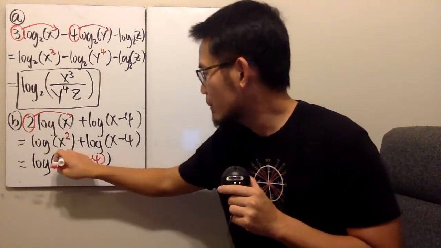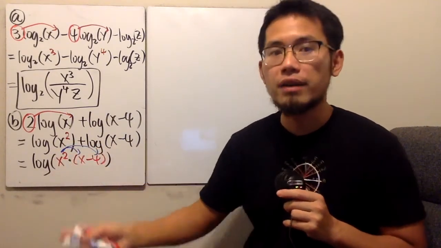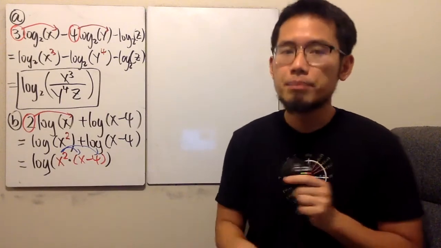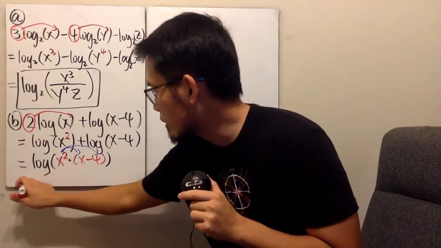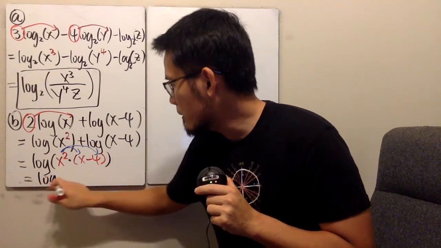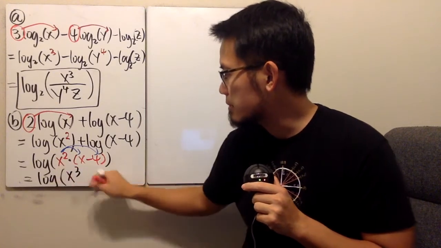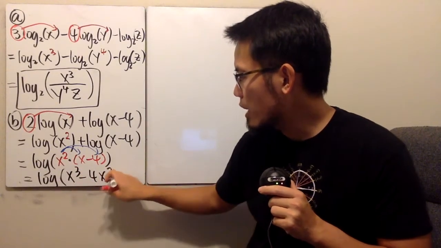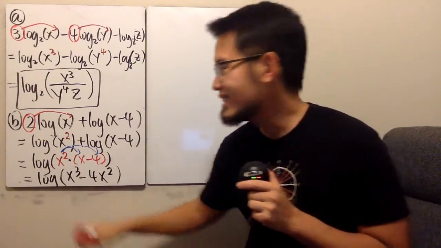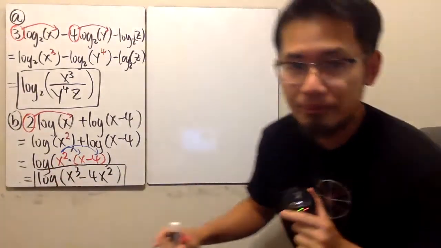Because here we can distribute, because we have x squared times the parentheses of x minus 4. As always, please distribute every single time whenever it's possible. So finally, this is equal to log of x squared times x is x to the third power, and then this times this is minus 4x squared. And I will tell you, with all this, we are done, right? So that's what we have.